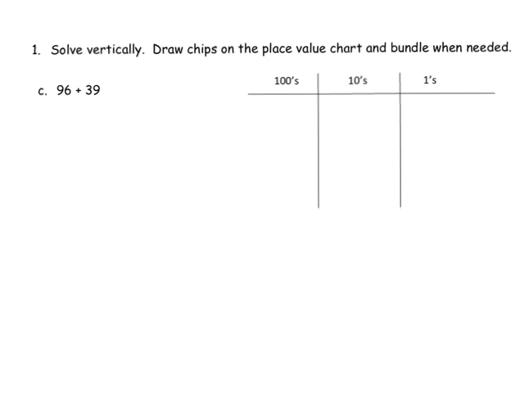So it says first we're supposed to solve it vertically, and then we are supposed to draw the chips in the place value chart. All right, so first we're going to do the math using that standard algorithm. So it's going to be 96 plus 39, and now we're going to add the ones. Now, teachers and parents, it's important that we make sure our students line up the ones columns and line up the tens columns. And so now we're going to add.